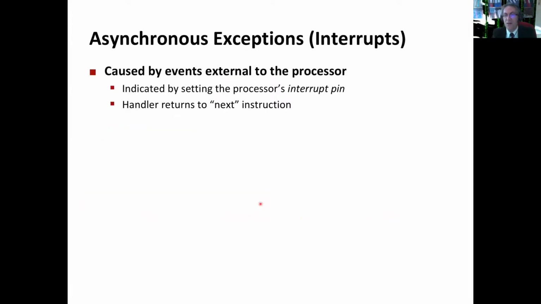As I said, the asynchronous exceptions are asynchronous because they're generated by something beyond your program or your processor. They're usually set by the processor interrupt pin, and when it's executed, the handler returns to the next instruction. For example, you execute a program, and suddenly data arrives from the network card. Then what you should do is fetch it, maybe write it in some portion of the memory, and after that come back and continue your execution.